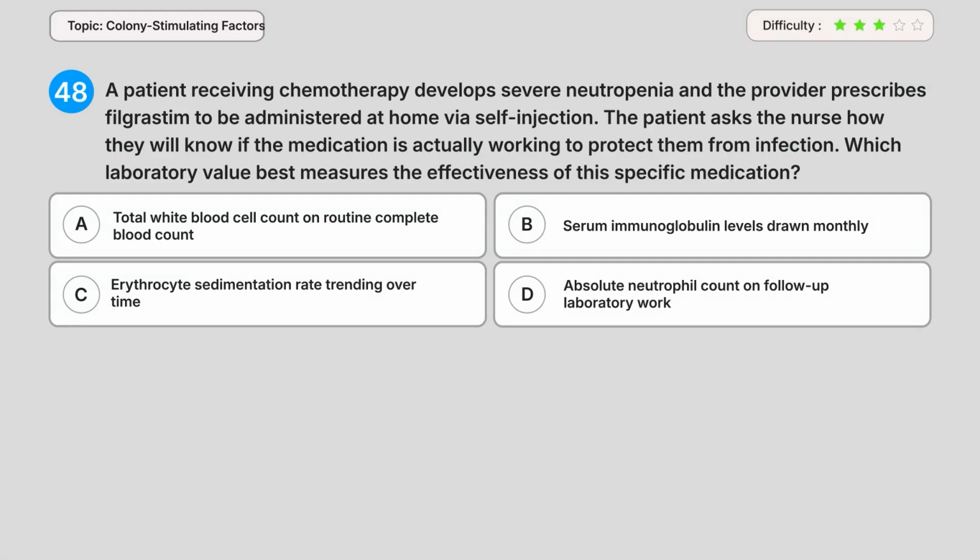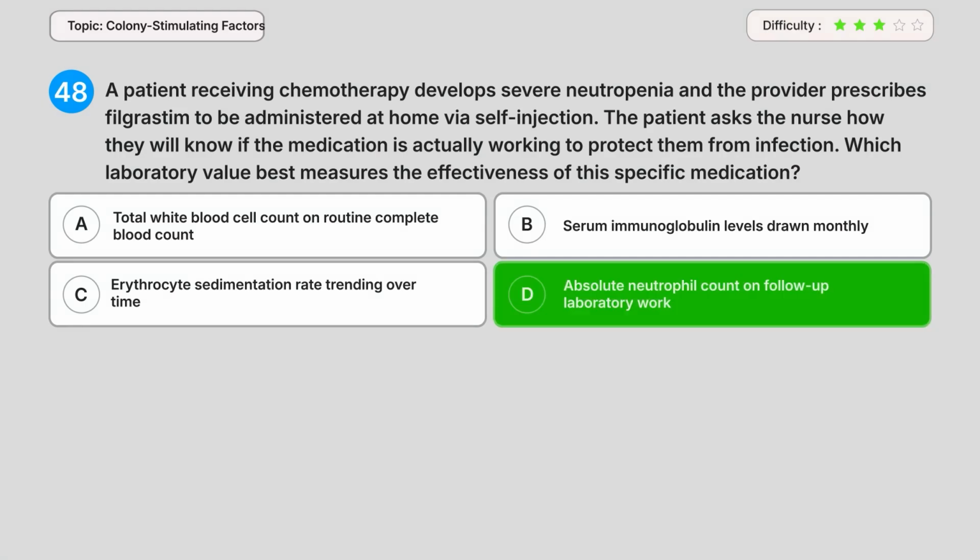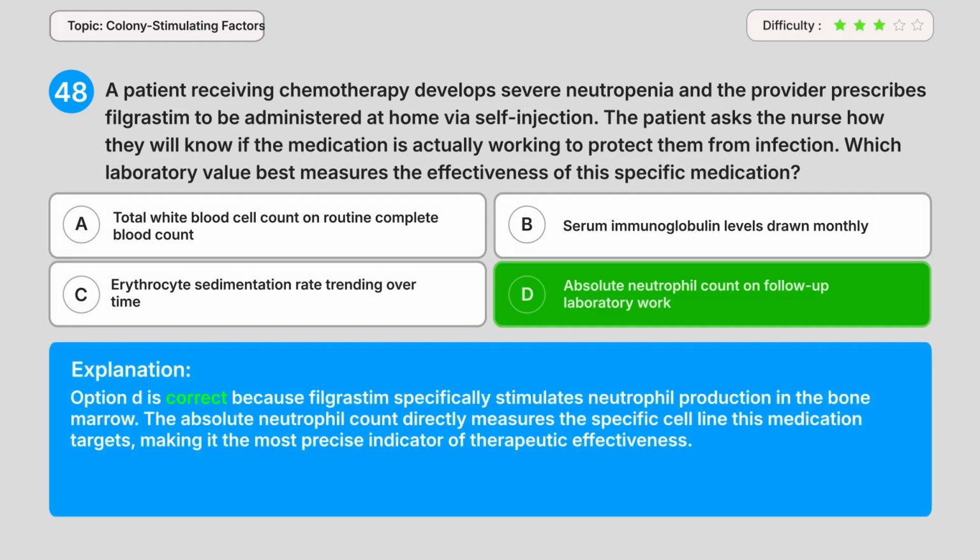Correct answer, D. Absolute neutrophil count on follow-up laboratory work. Explanation. Option D is correct because filgrastim specifically stimulates neutrophil production in the bone marrow. The absolute neutrophil count directly measures the specific cell line this medication targets, making it the most precise indicator of therapeutic effectiveness.